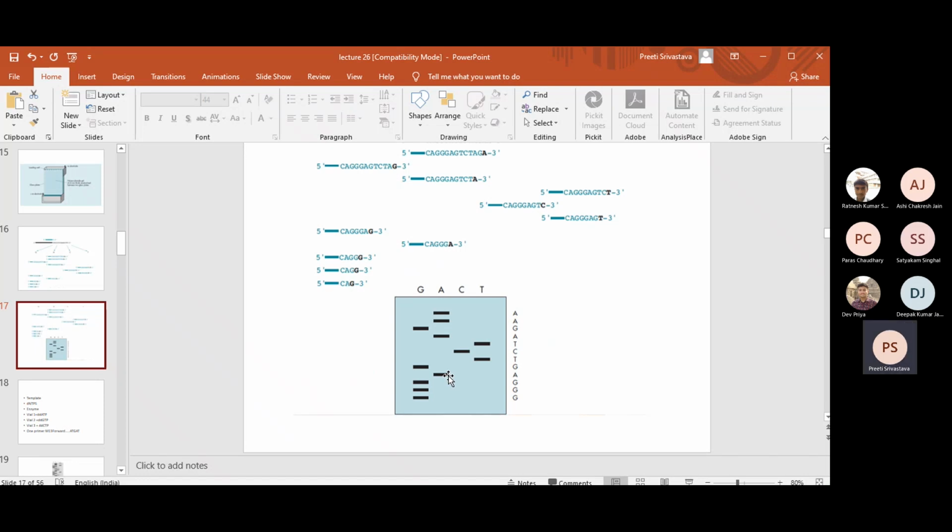So ultimately, you will get an autoradiogram which will look something like this. And then you can read the sequence, which is G, G, G, A, G, T, C, T, A, G, A. Correct? Yes, ma'am. So this is how you can actually determine the sequence.